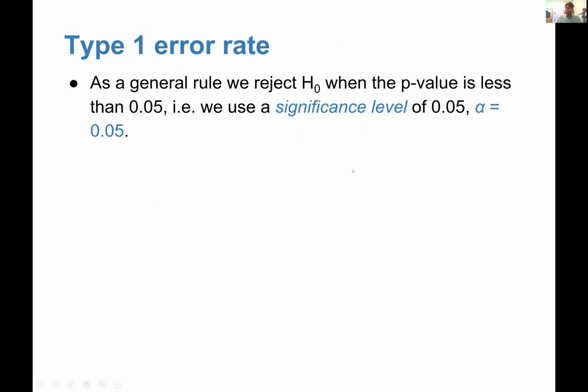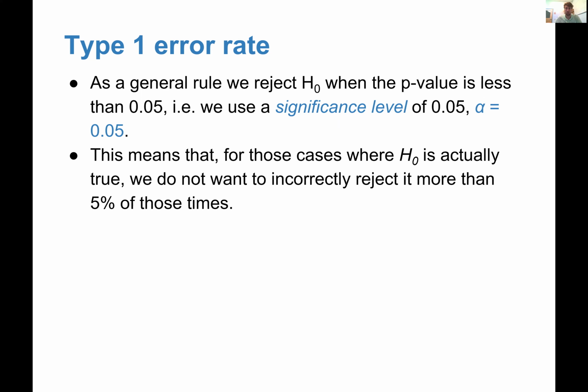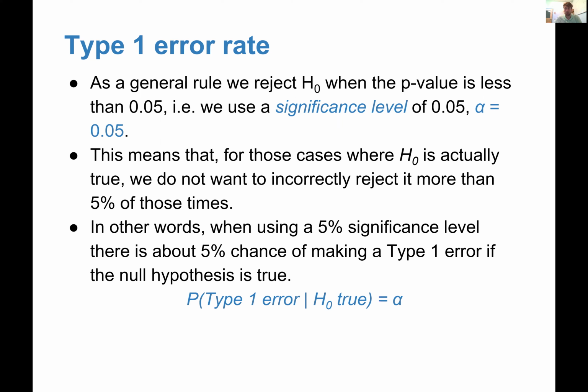So type 1 error rate. As a general rule, we reject the null hypothesis when the p-value is less than 0.05. So that means we're using a significance level of 0.05. Okay, this means that for those cases where the null hypothesis is actually true, we do not want to incorrectly reject it more than 5% of those times. In other words, we're using a 5% significance level. There's about a 5% chance of making a type 1 error if the null hypothesis is true.